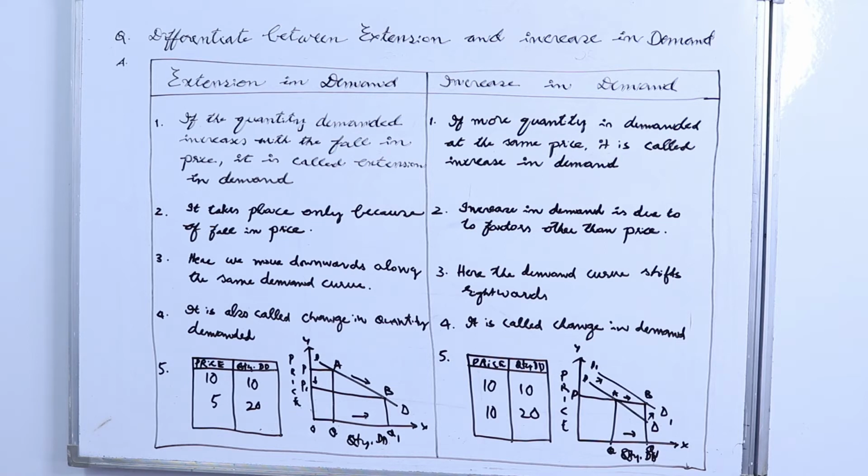And the third point: here we move downwards along the same demand curve. Look at the demand curve. See, A to B in the graph, you can see why we are moving downwards along the same demand curve. The price has come down from OP to OP1, the quantity has gone up from Q to Q1. There is a downward movement. On the other side, increase in demand, here the demand curve shifts rightwards. So you can see the demand curve shifted rightwards from DD to D1D1. There is a rightward shift here from A to B.